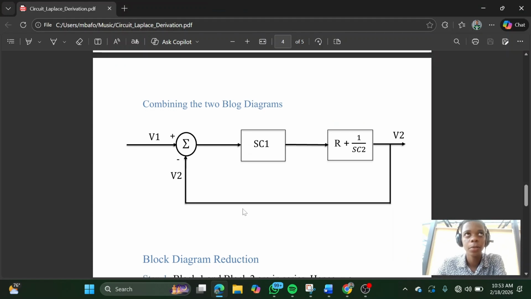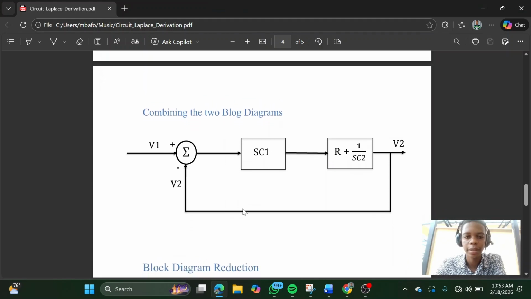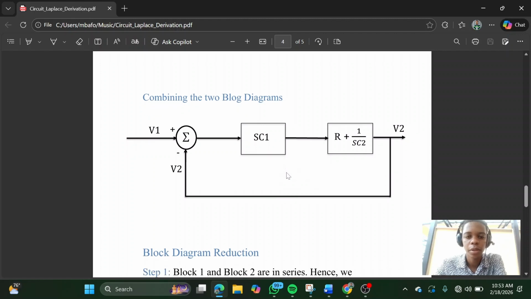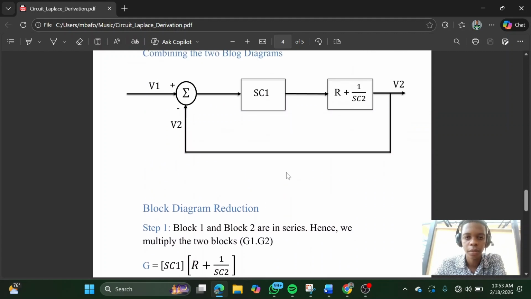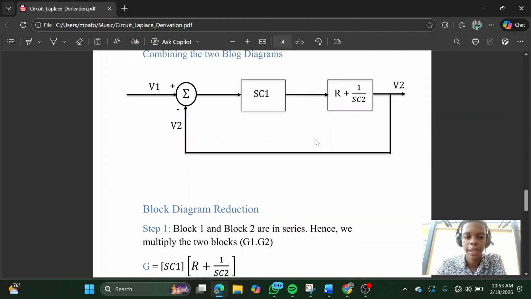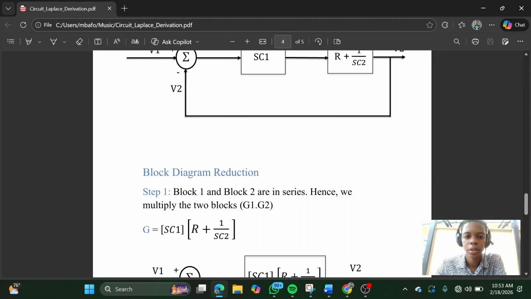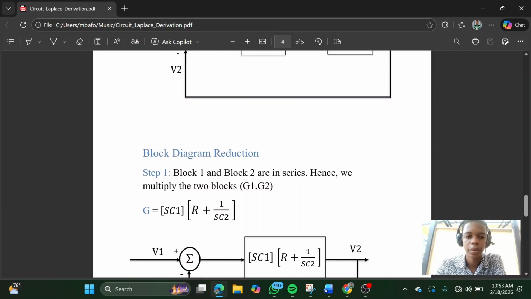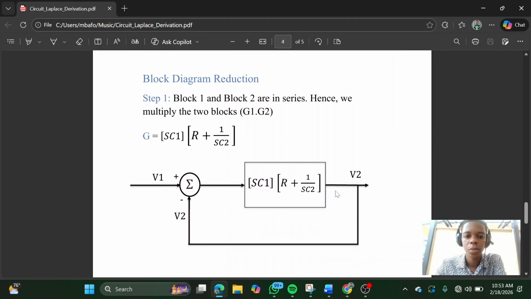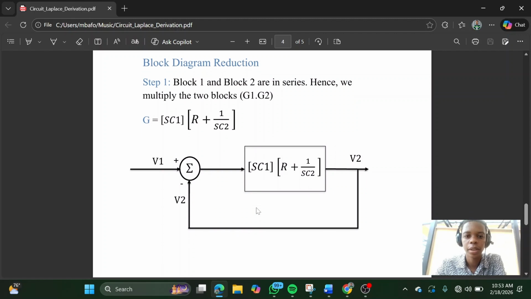Hello guys, so continuing from where my colleagues ended, now that we have this block diagram of the circuits, we have to use the block diagram rules to reduce this circuit to a single block. Now block 1 and block 2 are in series. So since they're in series, we can simply multiply the two blocks. It's going to be SC1 in brackets R plus 1 over SC2. And this is going to be the block diagram when we have reduced it.